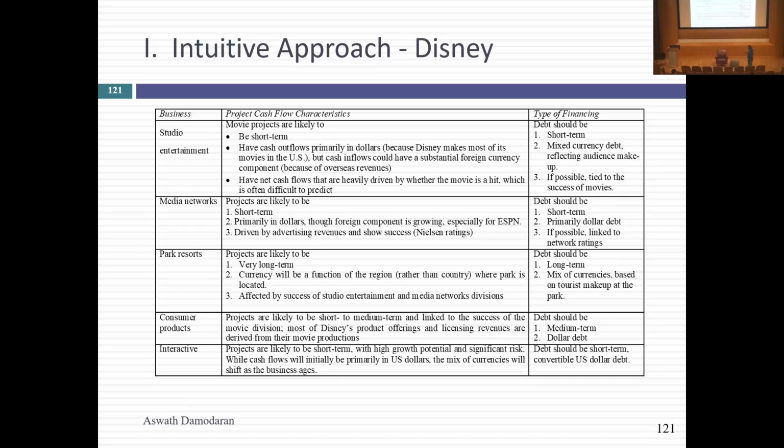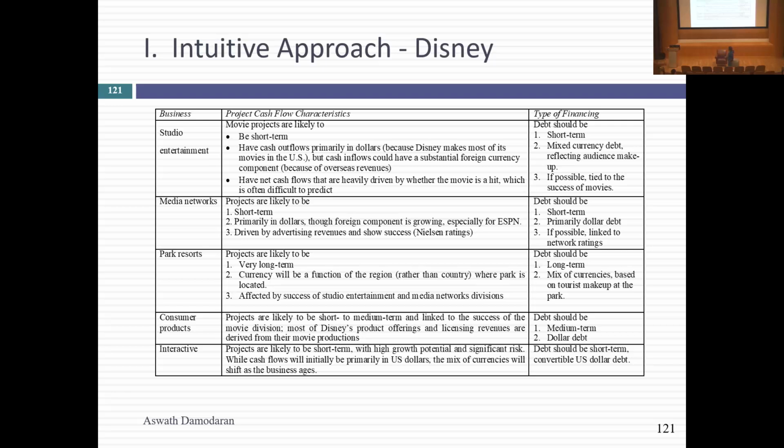For the theme parks, the projects are very long-term. You already saw 50, 60, 75-year projects. Currency will be a function of where in the world you're building the theme park and who the audiences are, the people coming into the theme park. And finally, it is affected indirectly by how well your movie business is doing and your broadcasting business is doing. Consumer products, they were licensing these already, but if they were doing this from scratch, this is probably the easiest debt to create because the revenues are pretty predictable.